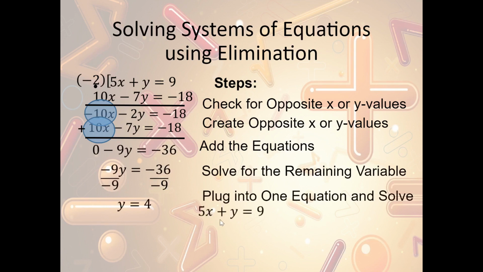So I'll use 5x plus y is equal to 9. And I'm going to plug 4 in for y. So now this says 5x plus 4 is equal to 9. Well, now I need to solve for x, so I'm going to subtract 4 from both sides, and I get 5x is equal to 9 minus 4 is 5. Divide both sides by 5, and I get x is equal to 1.